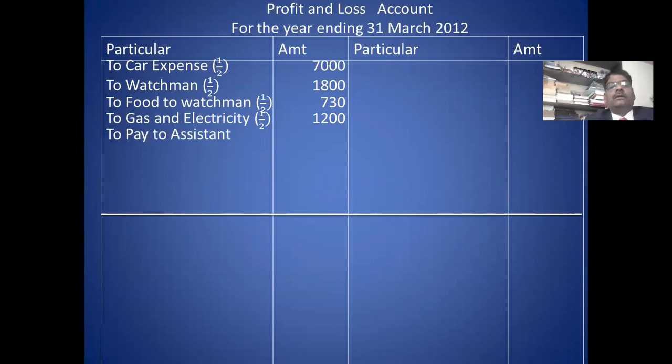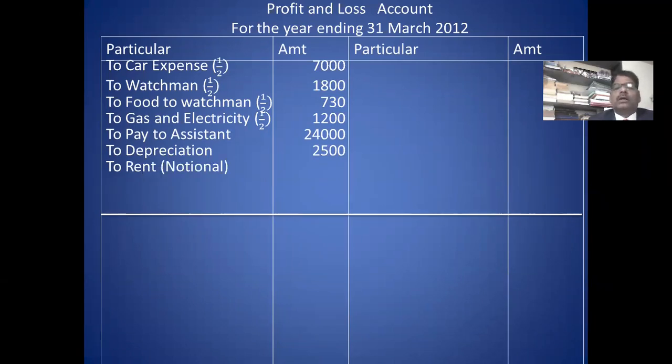Okay. Next, paid to assistant. Assistant pay 24,000. Okay, 24,000 fully related to profession. You take to profession. Then depreciation, 2,500 relating to profession. You take in the P&L account. Okay. Next, notional rent. Rent per month 1,000. 1,000 into 12, 12,000 rent. 12,000 rent is an expense to profession. Therefore, it comes on the debit side. 12,000 rupees. Okay. These are the expenses of profession, you take on the debit side.